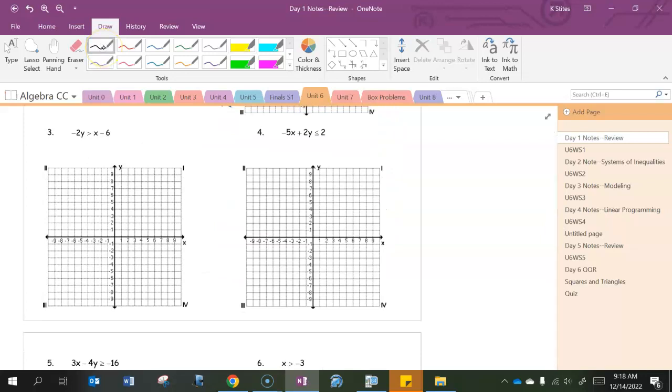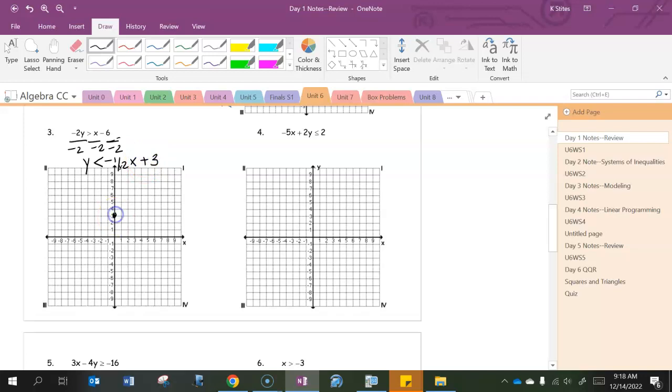Number 3, we're going to have to solve for y first, so we're going to divide by negative 2. But remember, when we are dividing by a negative with inequalities, we have to flip our symbol. So you should have a less than symbol now. This is a negative 1/2 x, and negative 6 divided by negative 2 is a positive 3. All right, let's graph that.